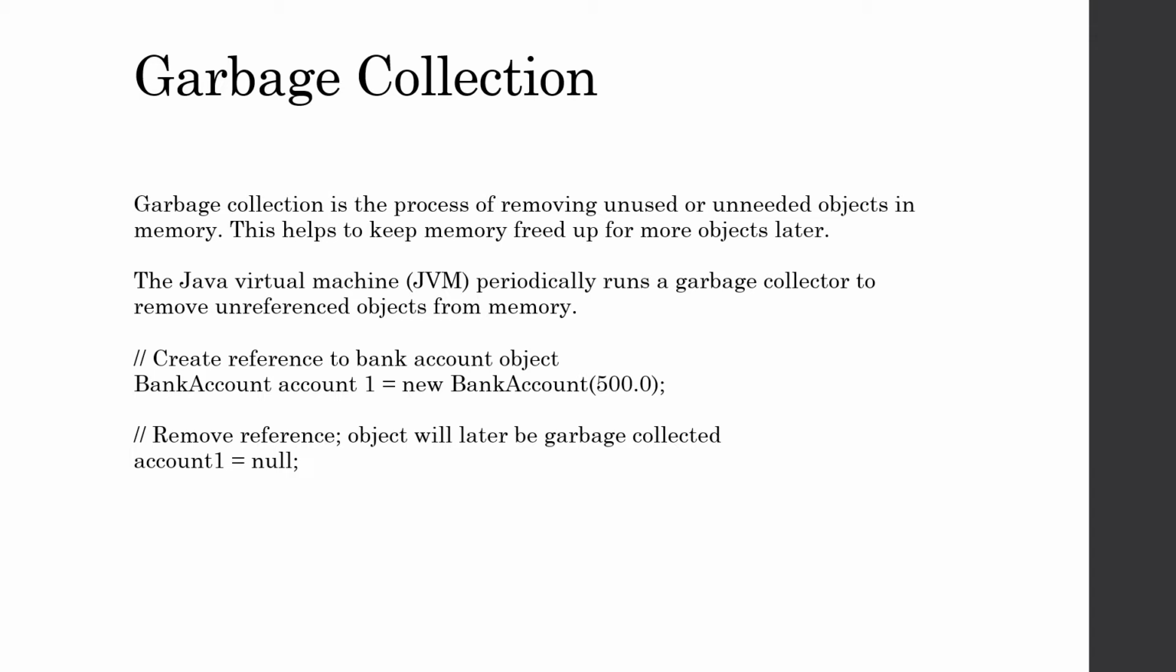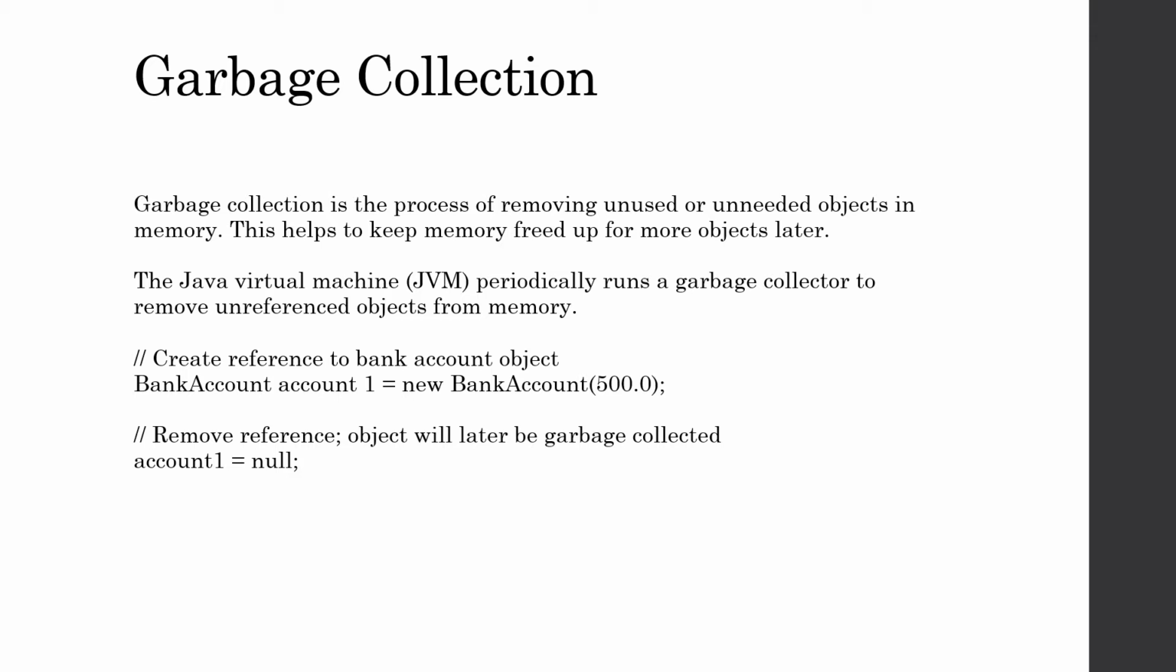So to finish up on Chapter 8, we're going to take a look at garbage collection. Garbage collection is the process of removing any unused or unneeded objects in memory. This helps to keep memory freed up for more objects later. It's essentially just making sure that your program always has enough memory to spare for any objects that you create at a later point in time by getting rid of anything that you don't really need anymore.